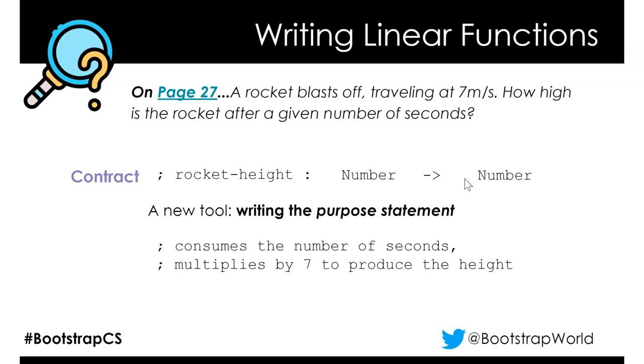Multiplies by 7, so this is where you can bring in a little bit of algebra or physics knowledge if you have it, or you can look it up or ask somebody. Traveling at 7 meters per second. So when you have a ratio like this, we just think through it. At 0 seconds, how high is it going to be? Well, it's going to be 0. So that's a super easy one.